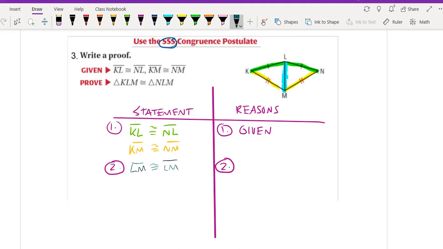All right. LM is congruent to LM, the segment, and that is because of the reflexive property of congruence.